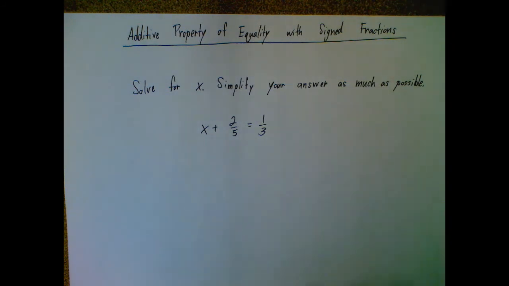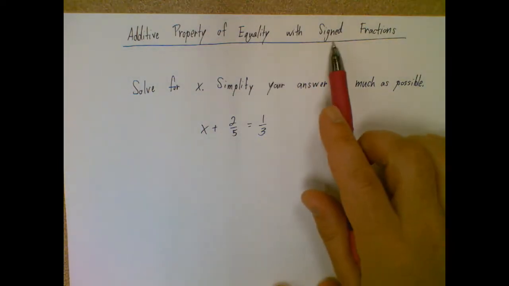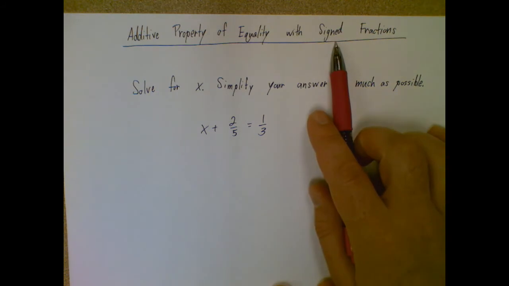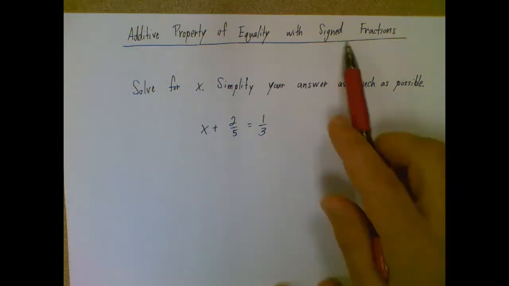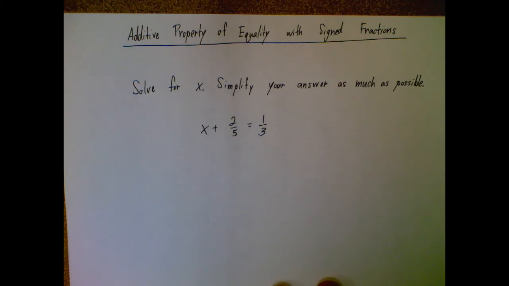Today we're going to be looking at the ALEX topic, the additive property of equality with signed fractions. So all that means is we're going to be using that same property of adding or subtracting something to both sides of the equation with signed fractions, which just means some may be positive and some may be negative. We don't use that term a lot, so that's all that means.